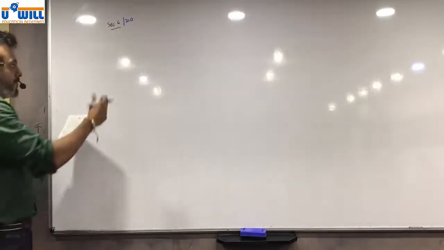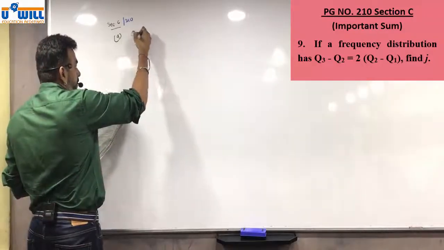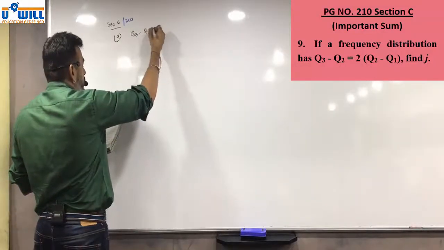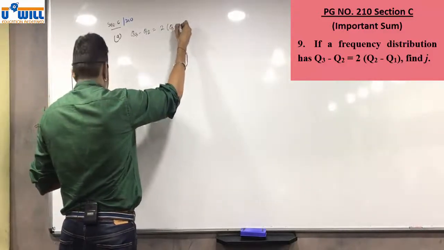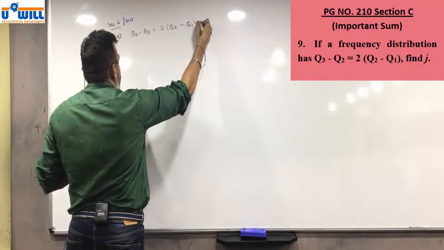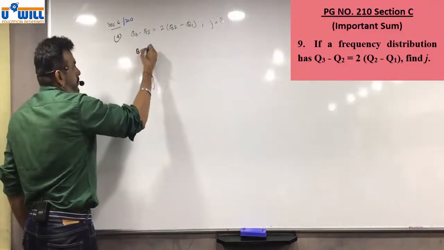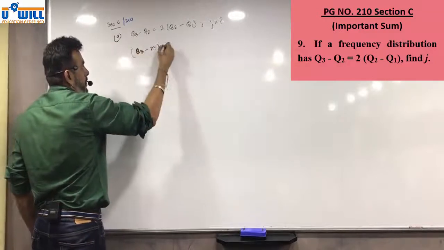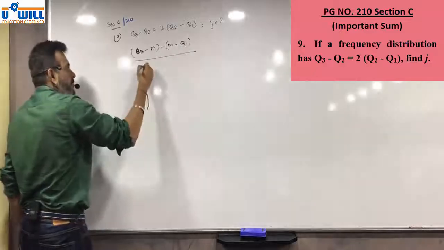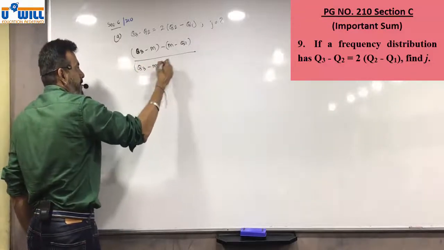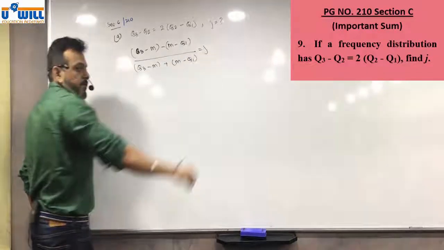Now, ninth sum is a very important and interesting sum. Q3 minus Q2 is equal to 2 Q2 minus Q1. We have to find J. J is equal to Q3 minus M minus Q1 upon Q3 minus M plus M minus Q1.